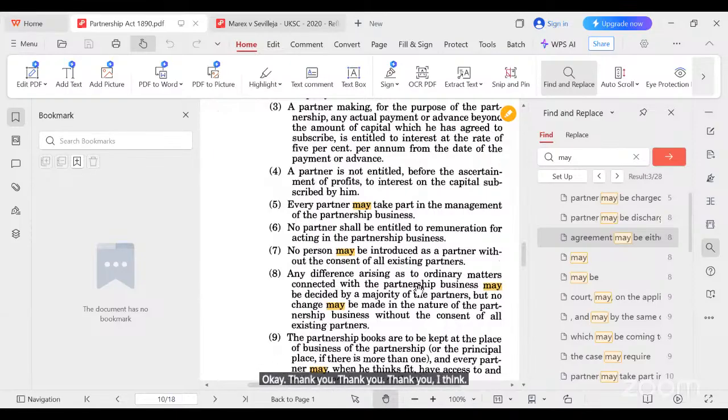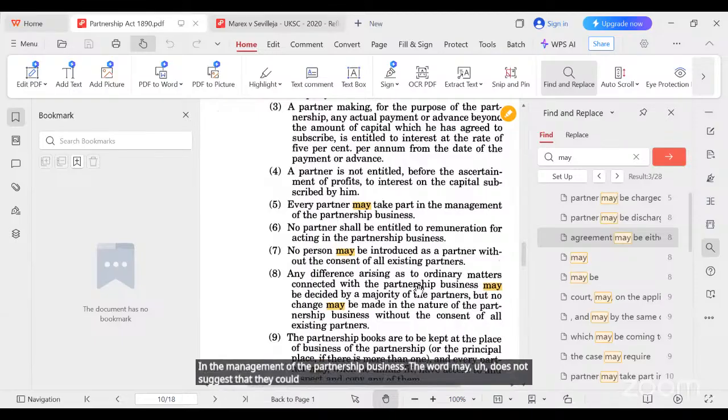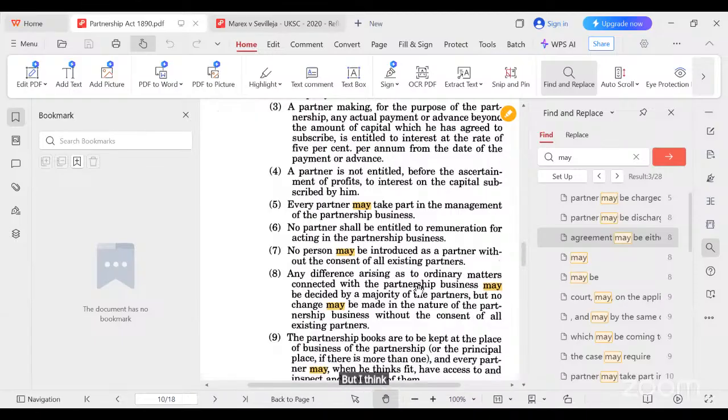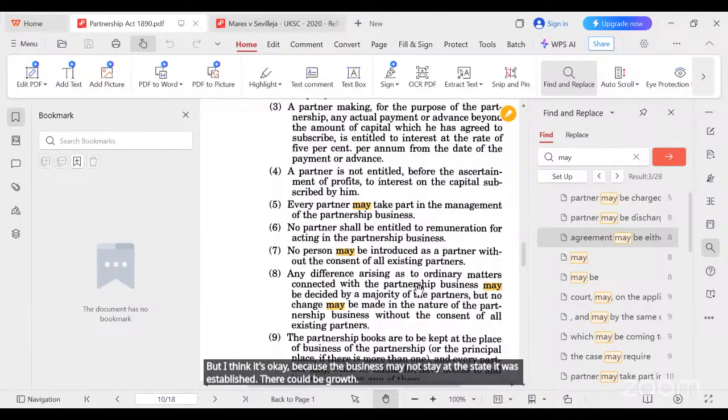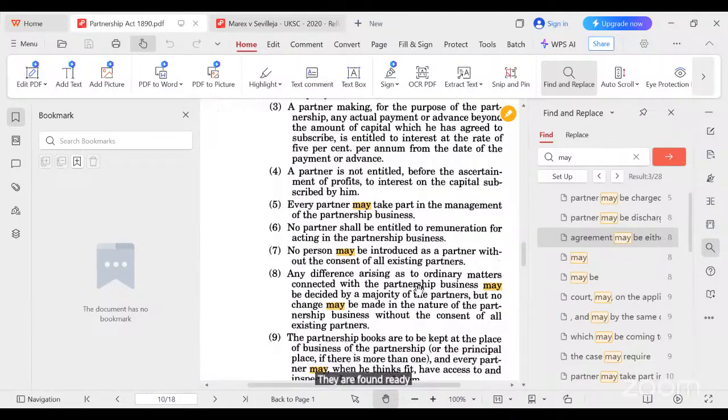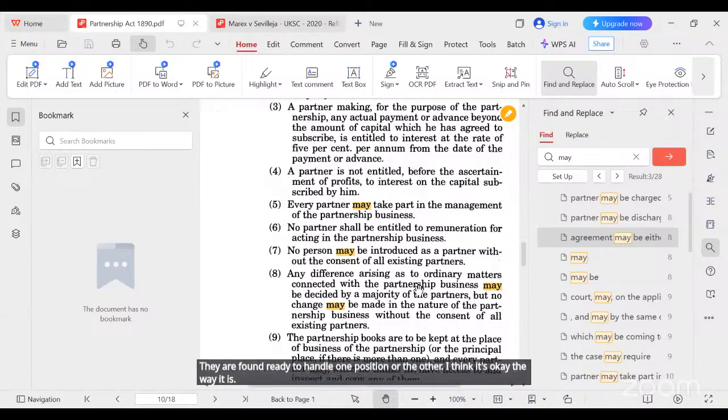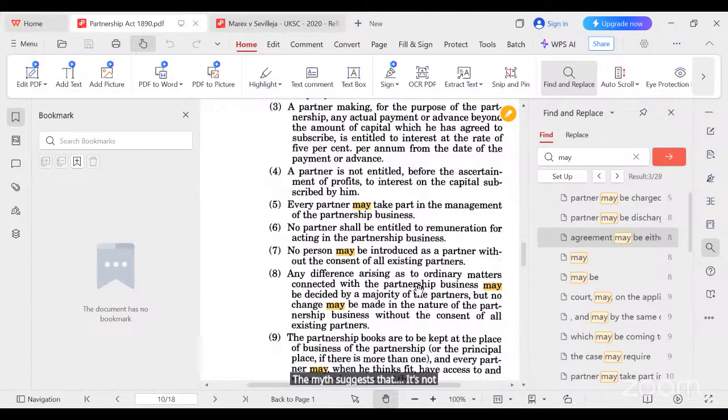Any other perspective, please? On the contrary, sir, I am looking at it that, okay, one by one, please. The statement says that every partner may take part in the management of the partnership business. The word may does not suggest that they could all at the same time take part. But I think it's okay because the business may not stay at the state it was established. There could be growth to the business. And when it begins to expand and every partner is competent and they are found worthy to handle one position or the other, I think it's okay the way it is. The may suggests that it's not a compulsory thing that they must all take part.